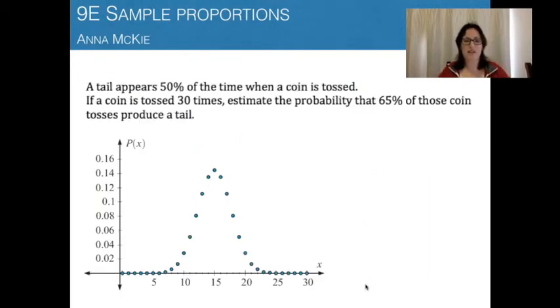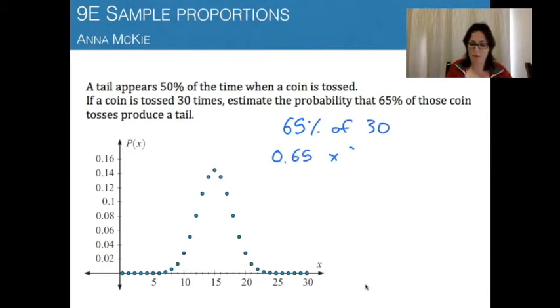Now, moving on to another example. Still building on though, the tail appears 50% of the time when a coin is tossed. If that coin is tossed 30 times, we're asked to estimate the probability that 65% of those coin tosses produce a tail. So what's the chance of that happening, that we'll get 65% of them? Well, the first question is, what is 65% of 30?